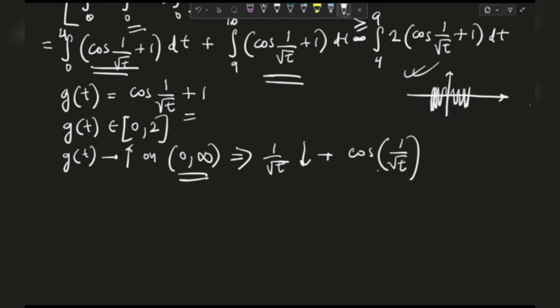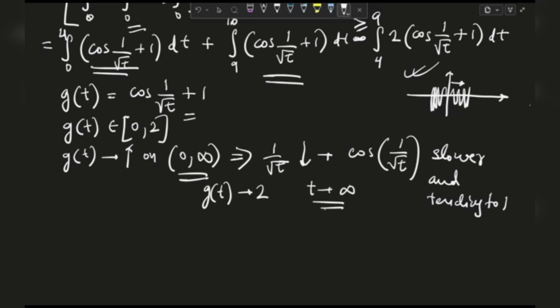Anyways, if we see this particular thing, as it tries to reach the origin, the oscillation frequency will actually get slower. And it is also tending towards 1 on the right hand side, meaning in this direction. It is somewhat tending to 1. So g of t tends to 2 as t tends to infinity. I hope this was clear from this part.